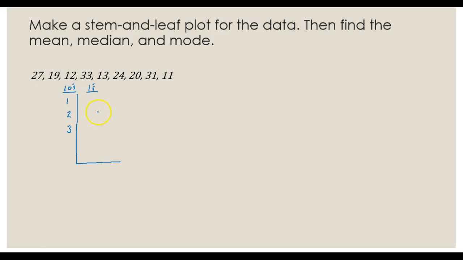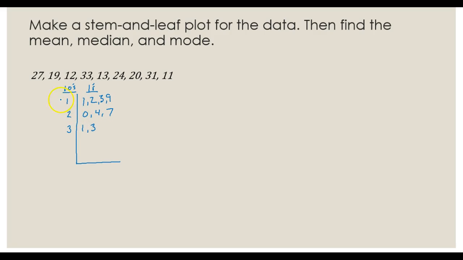So the 27, I would write a 7 over here next to the 2. For 19, we put a 9 next to the 1. For 12, we put a 2 next to the 1. For the 33, we put a 3 next to the 3. For the 13, put a 3 there. And 24, let's see, put a 4 there. 20, put a 0. 31, put a 1 there, and then 11. And when you're doing this, you would maybe write it twice, because you want to get the numbers in order.